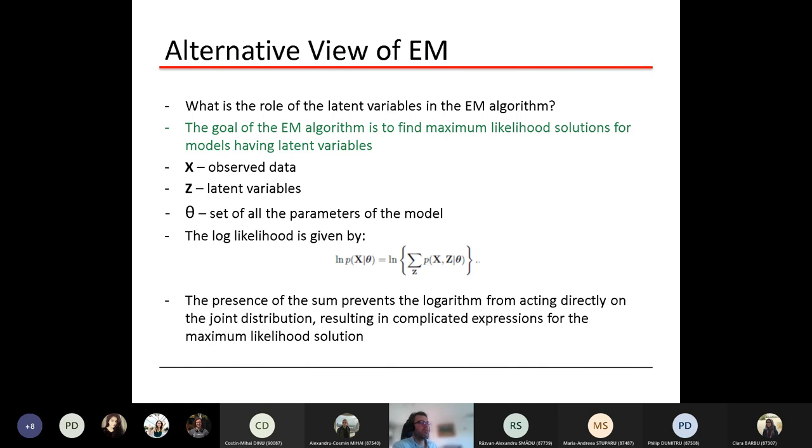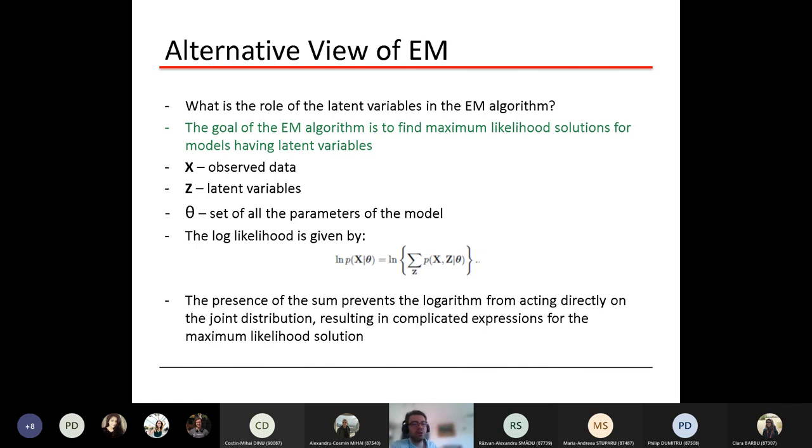We want to provide a more general view. So, an alternative and more general view of the expectation maximization algorithm. In this alternative view, we're going to explain a little bit why we need latent variables for the expectation maximization algorithm. So first, let's start with the goal.